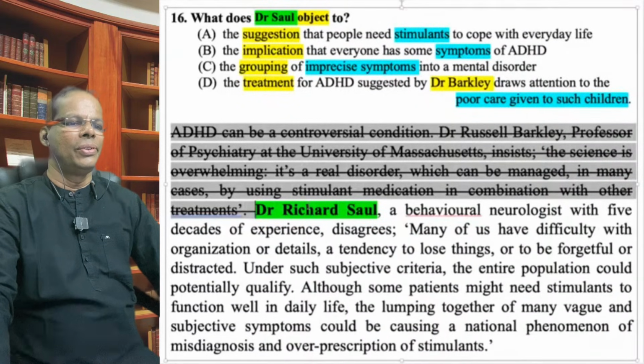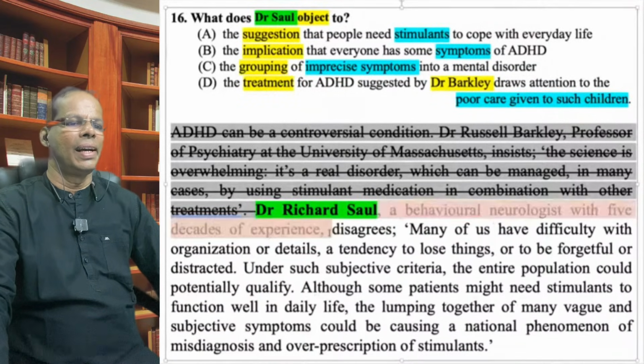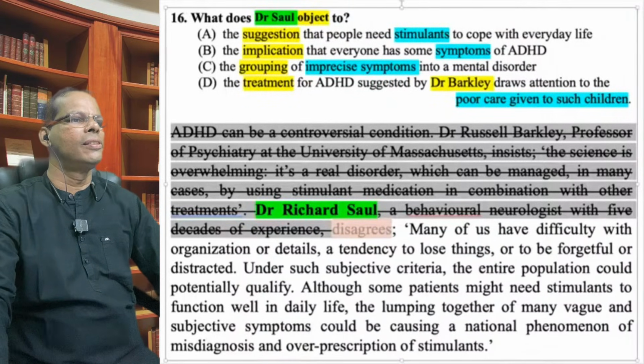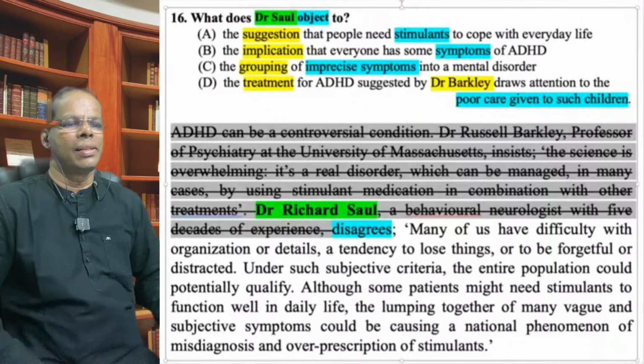Now, Dr. Richard Saul, comma, a behavioral neurologist with five decades of experience. Between the commas is a complement to Dr. Saul, which we don't usually require, so that is also gone. Now you have to read the rest. Dr. Richard Saul disagrees. Do you have a synonym anywhere in the question stem? Object. Object is disagrees. So clearly the question is, what does he disagree with or object to? Now read by yourself and find out the answer.